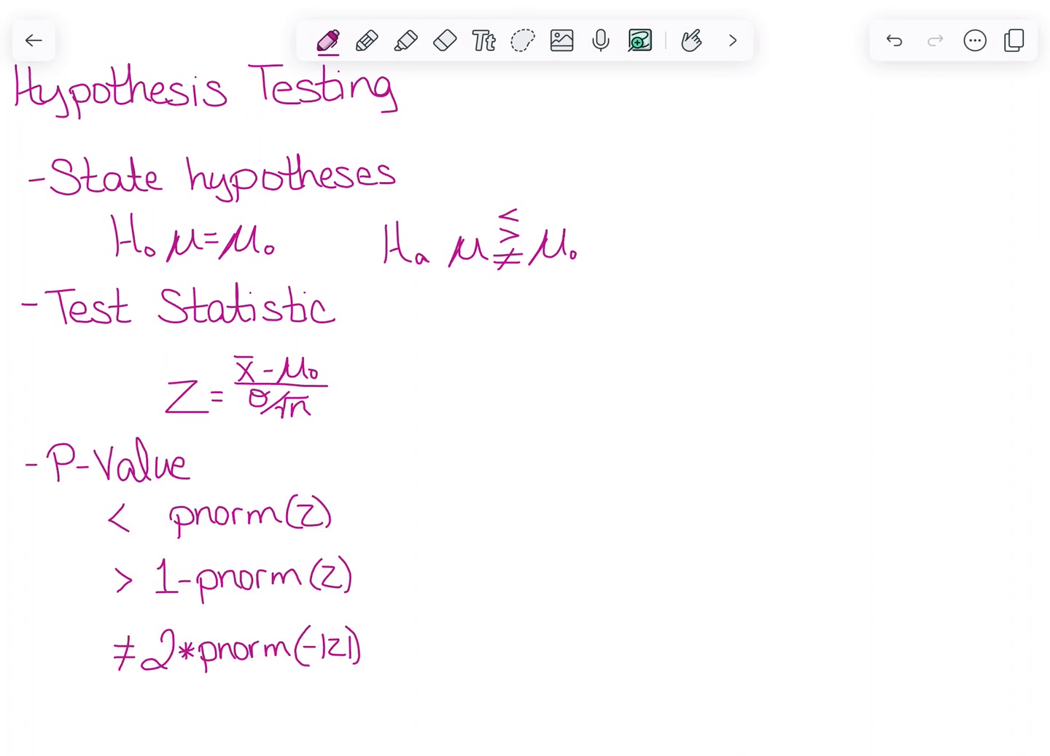Next up will be to compute the p-value. We're going to use R to help with this, and how we do it depends on our alternative hypothesis. If it's a less than, then we'll use the command pnorm of z, where z is that test statistic. If it's a greater than test, we'll do 1 minus pnorm of z. And if it's a not equal to test, we'll do 2 times pnorm of the negative of z. Z could be positive or negative. If it's already negative, we just input that value, and if it's positive, we make it negative.